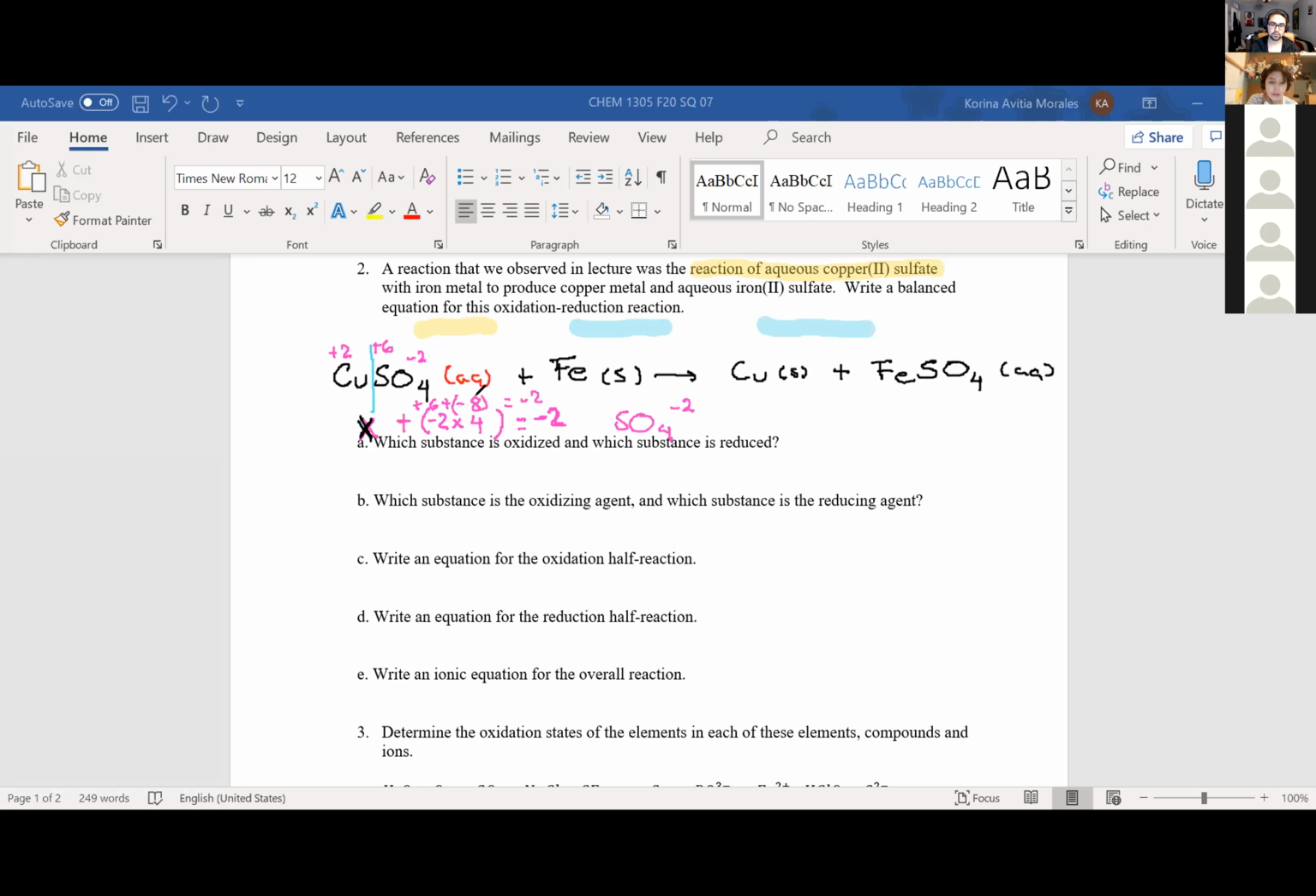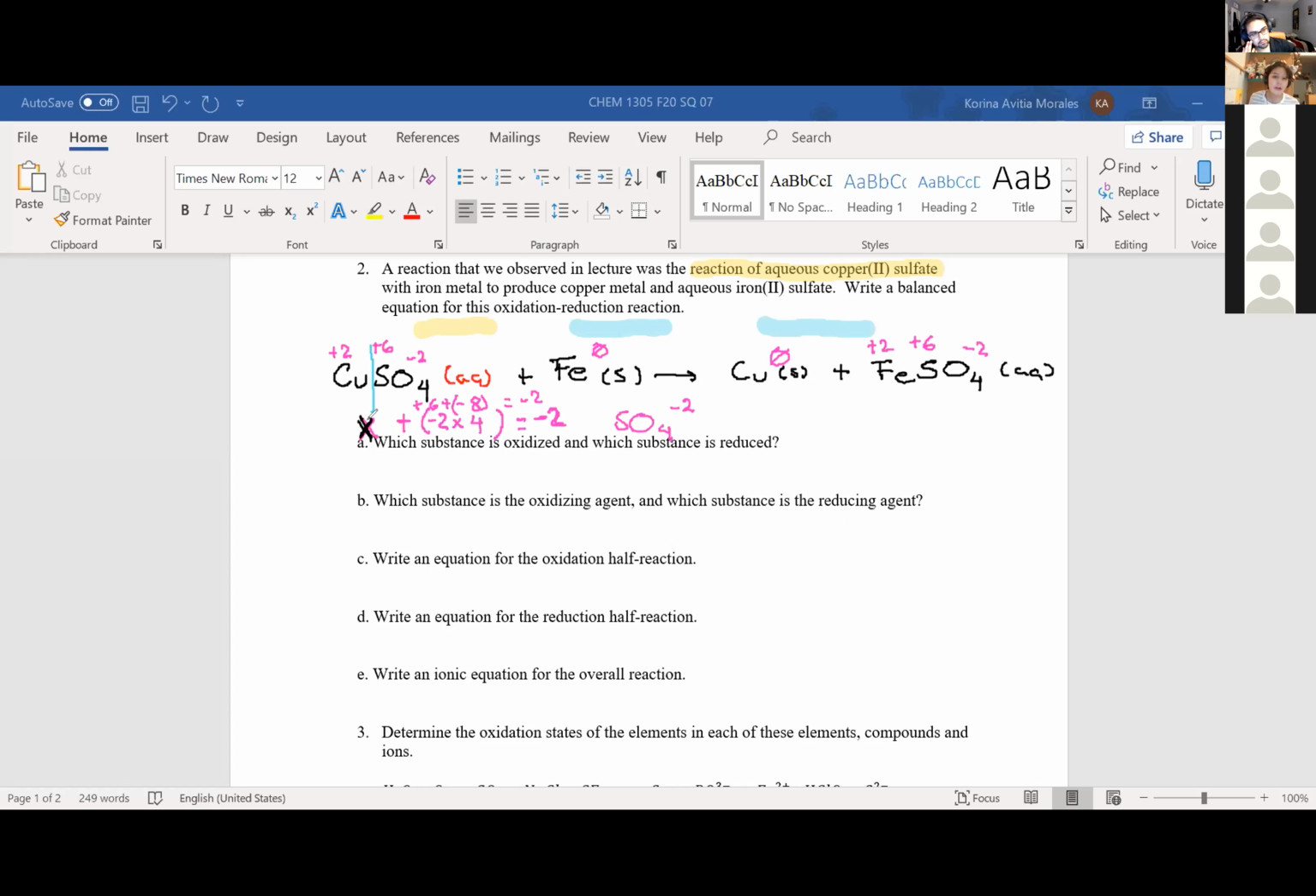Okay. So what about for iron? What's the oxidation state on iron? 0, right? Because it's just standalone. It's by itself. Nobody sharing with nobody. What about copper? 0, right? All right, so let's look at FeSO4. What's the oxidation state on oxygen? -2. What's the oxidation state on iron? +2. What's the oxidation state on sulfur? +6.